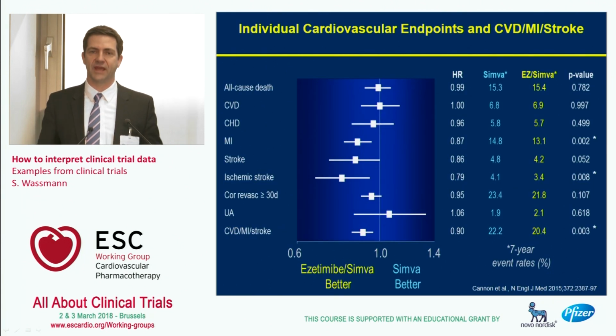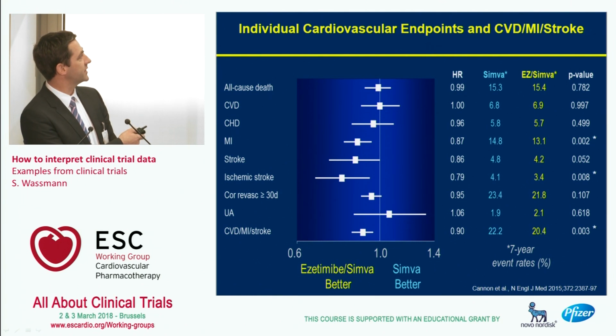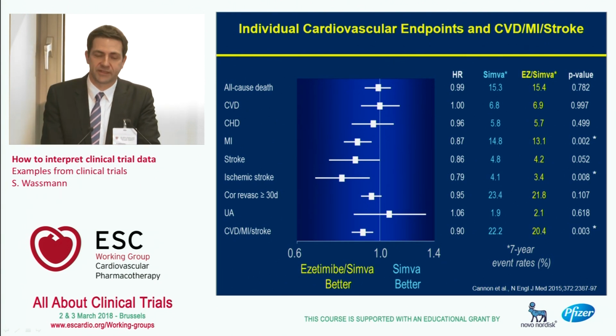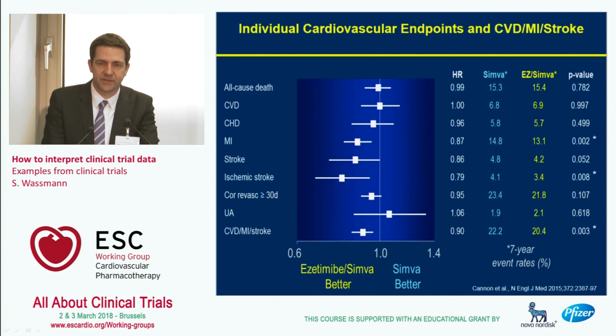Okay, when we look at the endpoints of the IMPROVE-IT trial, all-cause mortality not different, cardiovascular death not significant, but then we have MI, stroke, ischemic stroke. When you look at this, here's a significant reduction. Oops, sorry. So are these important individual endpoints? I think they are. That's non-fatal events.